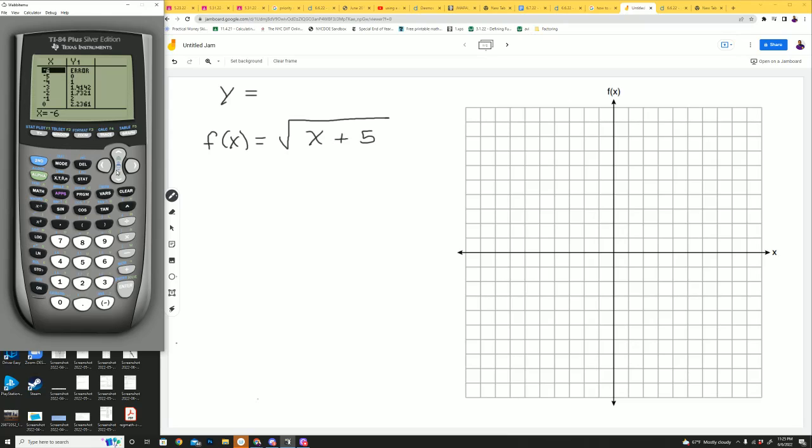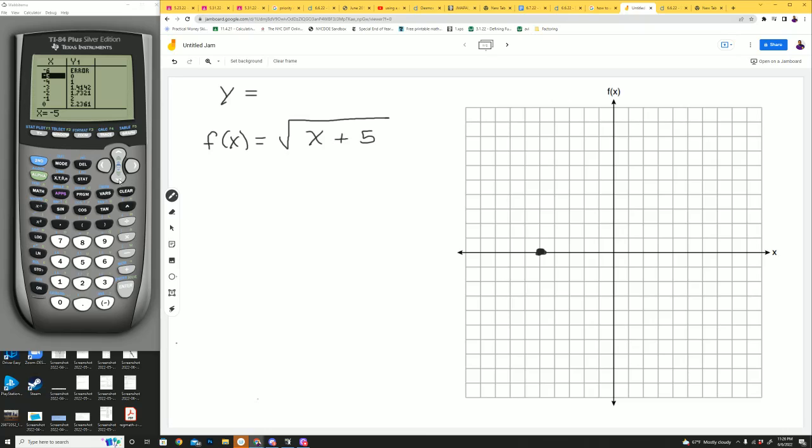I'm going to scroll down until I can find some clear points that I can graph. I see I have negative 5, 0. So that's one point I can graph. I'm going to find negative 5 on the x-axis, and 0. So this right here is one point.